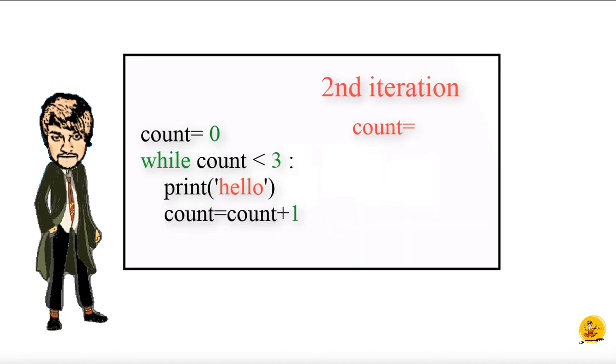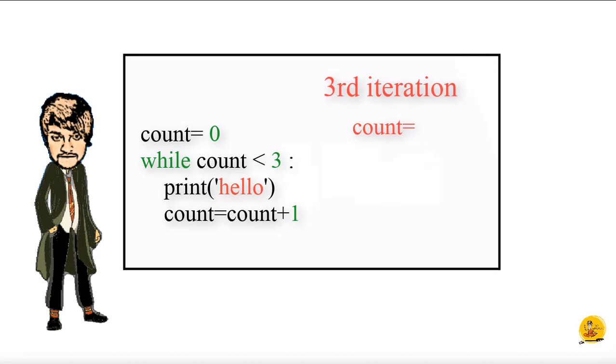On second iteration, count variable is equal to 1. Then the condition of while loop, count less than 3, is executed. Since the condition is true as 1 is less than 3, so the print statement inside the block is executed and displays hello for the second time. Next, the count is incremented by 1 and the value becomes 2.